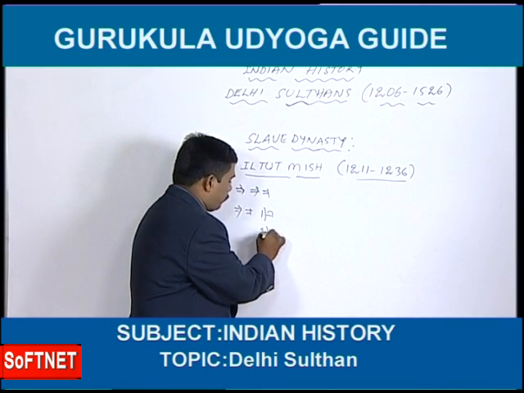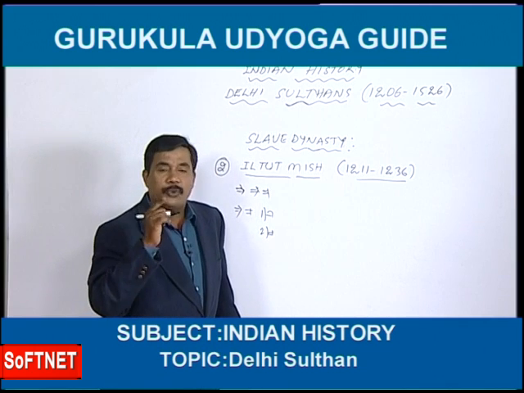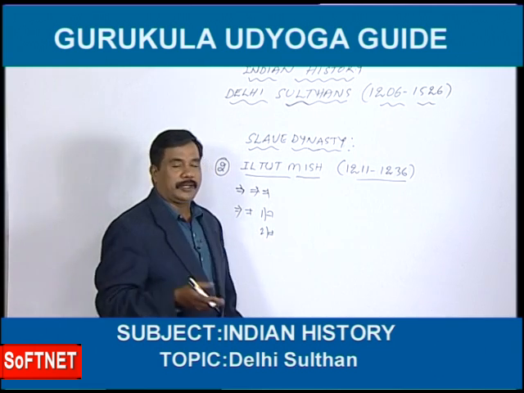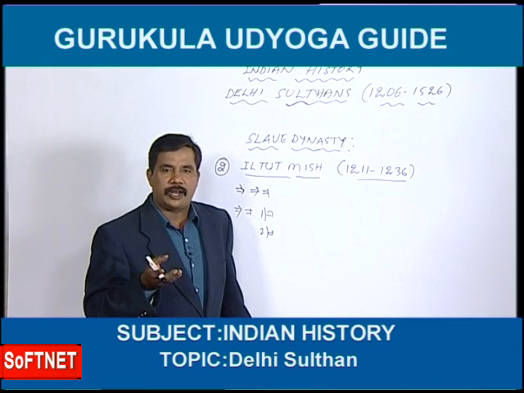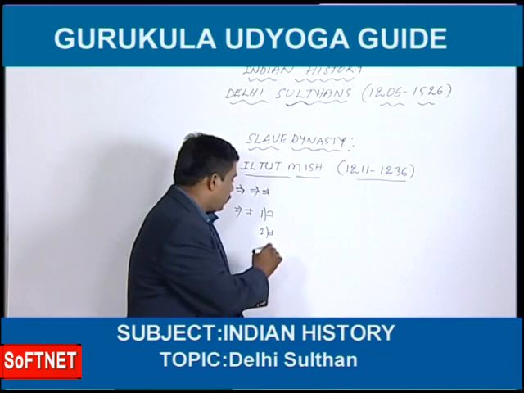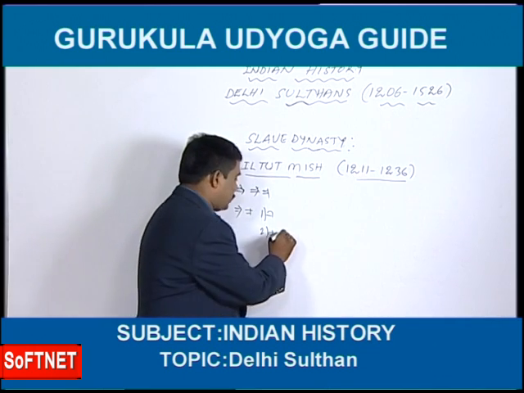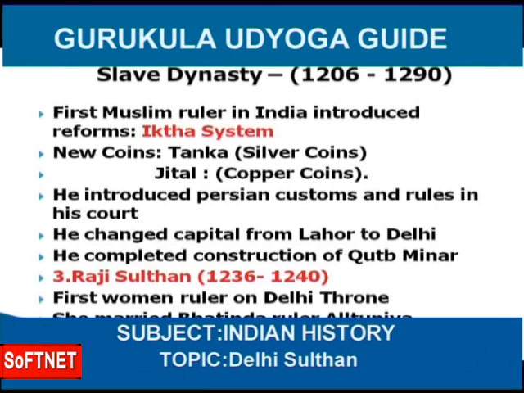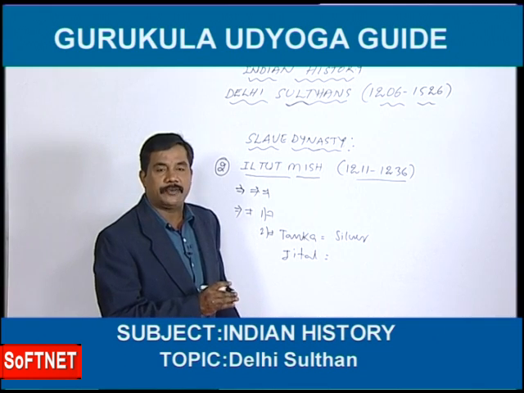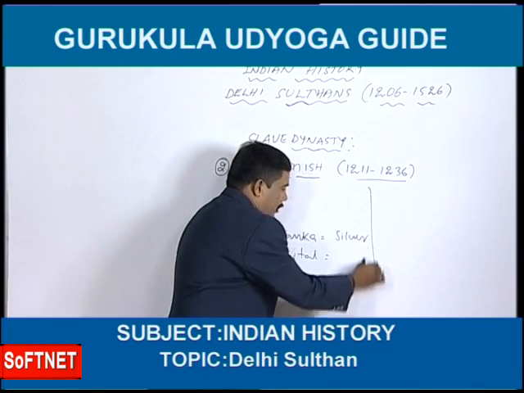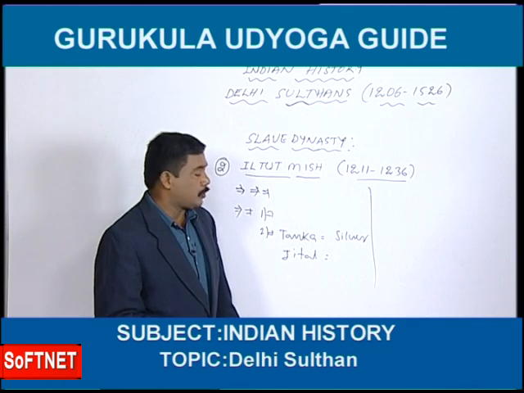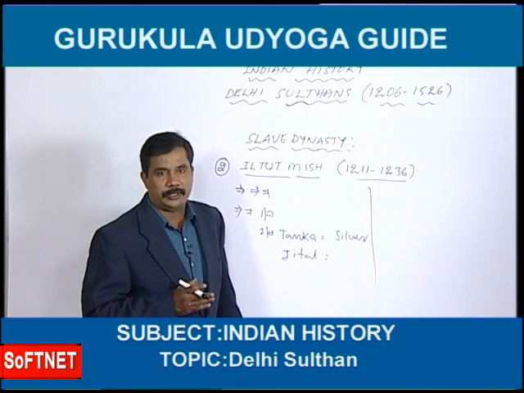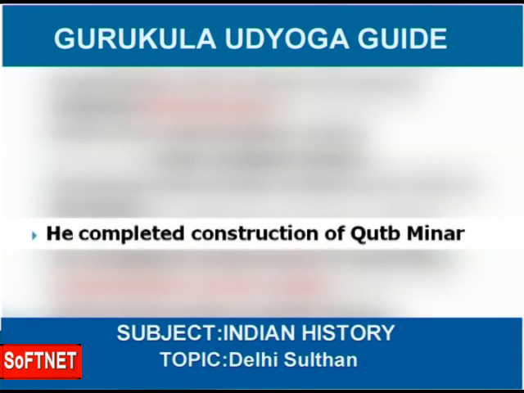And the second reform: he introduced new coins. Before that, in Indian history, in the Delhi Sultans, we did not know about coins. But here he introduced Jital and Tanka, 2 kinds of coins. Tanka is a silver coin, and the second one, Jital, is a copper coin. And in the previous class I said that he completed the construction of Qutub Minar.